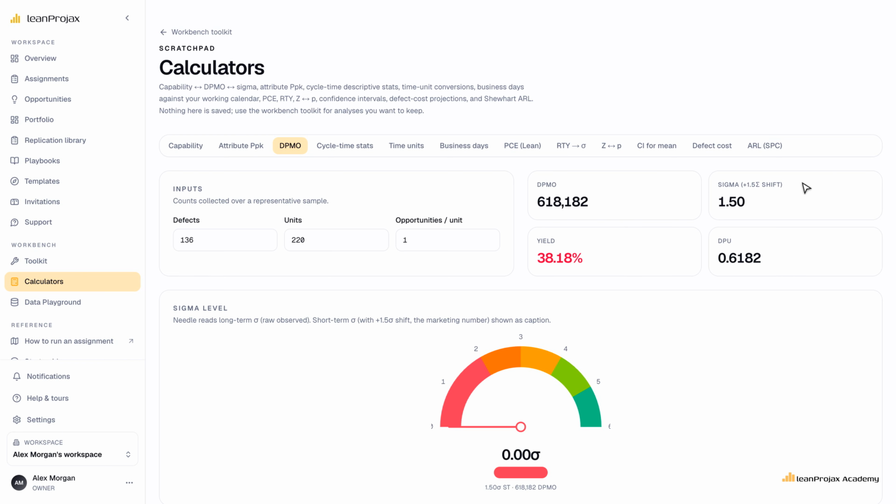And the Sigma reading deserves a word because it's more honest than it first appears. 1.5 Sigma, short term. And that is the floor of the standard Six Sigma conversion table, which does not go below 1.5 for anything at or above 500,000 DPMO. The gauge needle reads the long-term value, which is that minus the 1.5 shift, so it sits at 0.